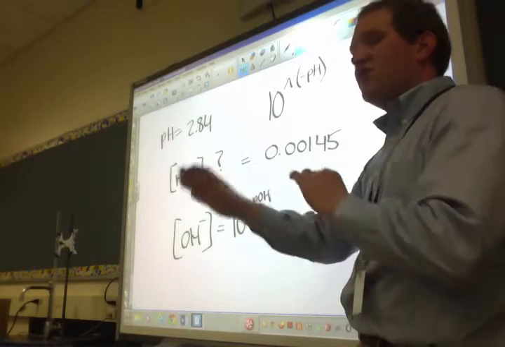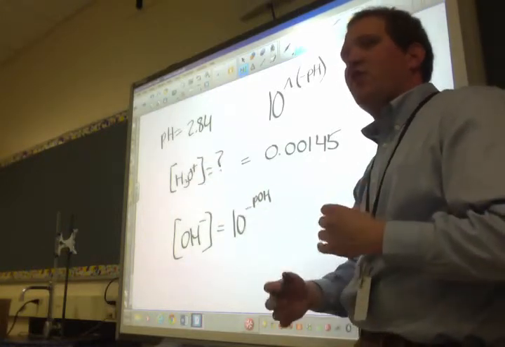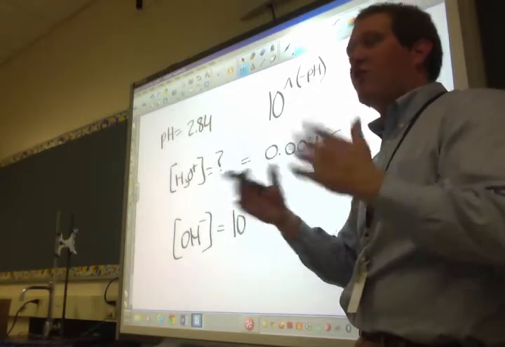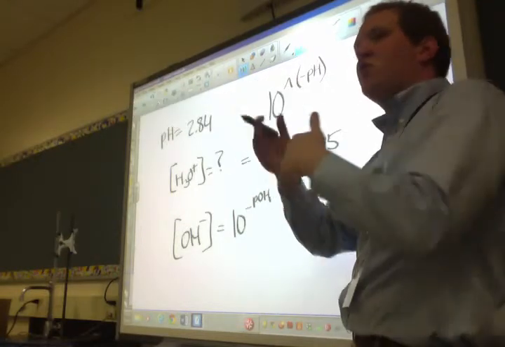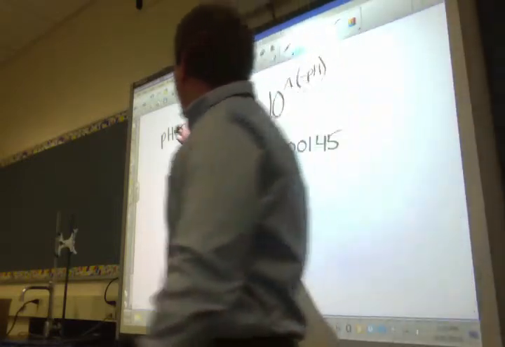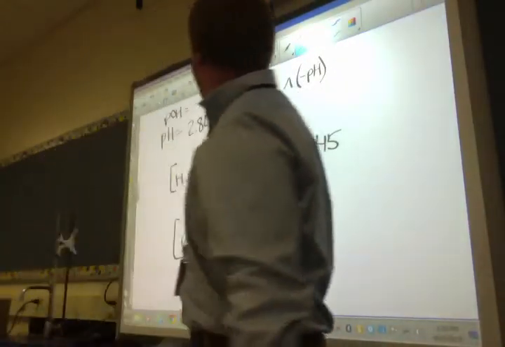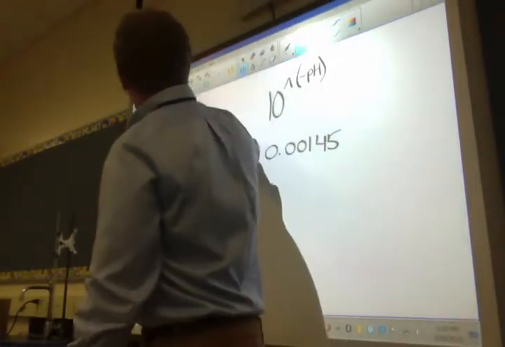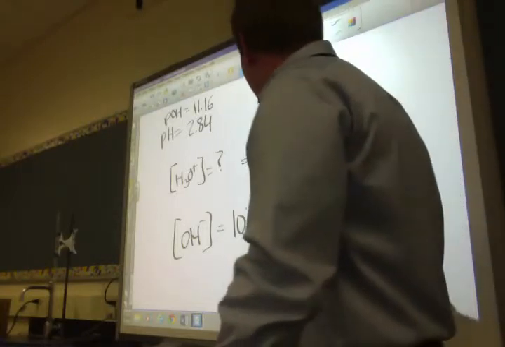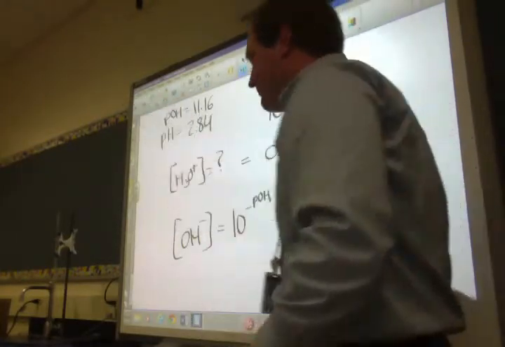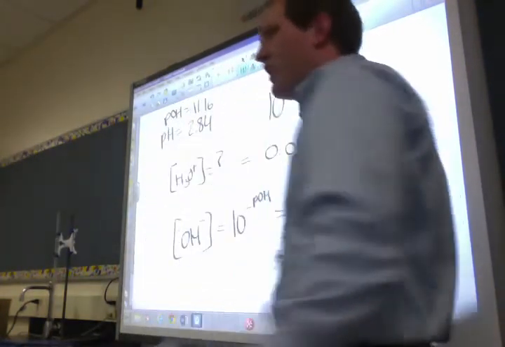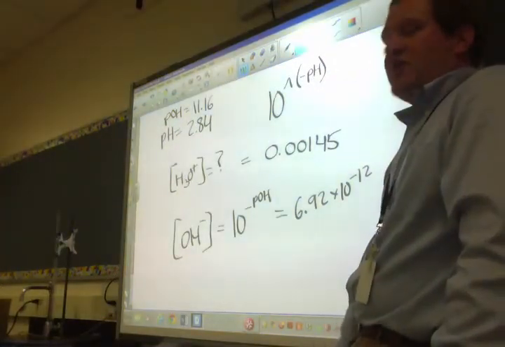That works. A simpler way than that, the formula we said before: pH plus pOH equals what? A number. 14. It's what you did, Caroline, but a more straightforward way. Just say pH plus pOH equals 14. So if pH equals this, pOH must equal 14 minus that number, which is 11.16. 10 to the negative 11.16 gives you my answer. Did you get it? 6.92 times 10 to the negative 12. Sounds about right.